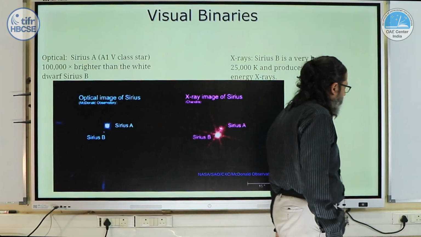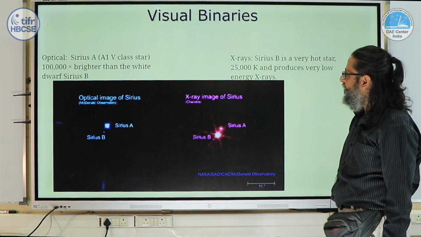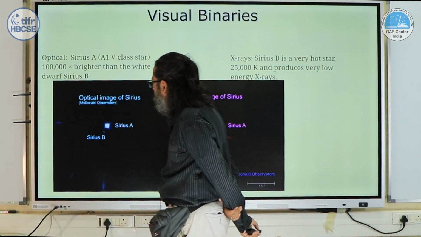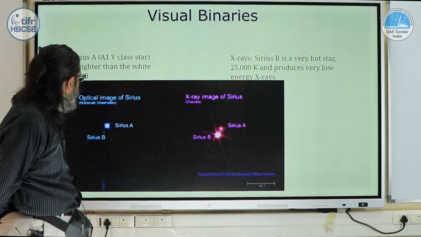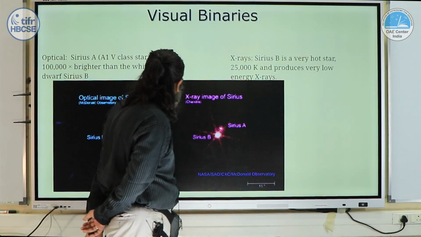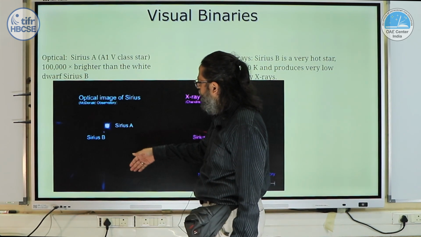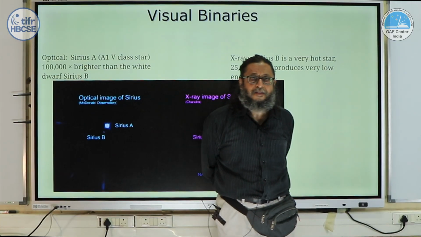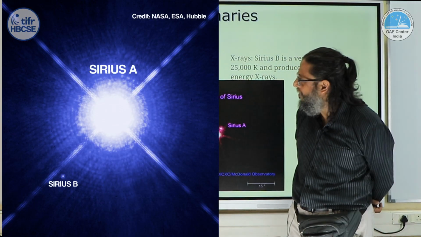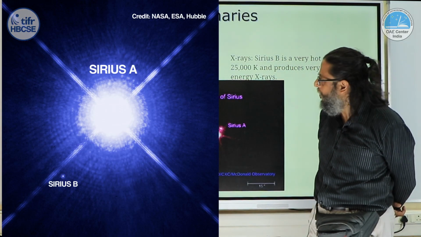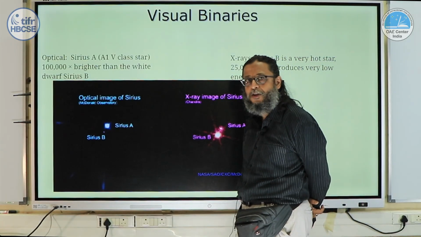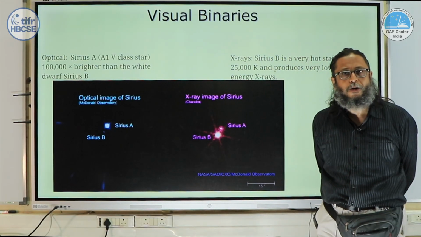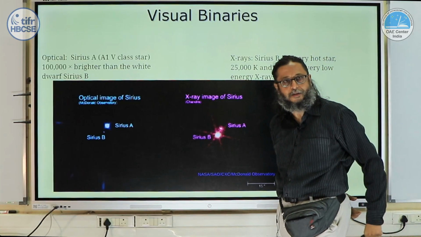Okay. Now, here are some examples of visual binaries. So, you have this image of Sirius. This is Sirius A, and this is Sirius B. And Sirius B has a very, very interesting history. Basically, Sirius A was known as the dog star, and Sirius B was known as the pup because it's a very, very small object following the bigger object.